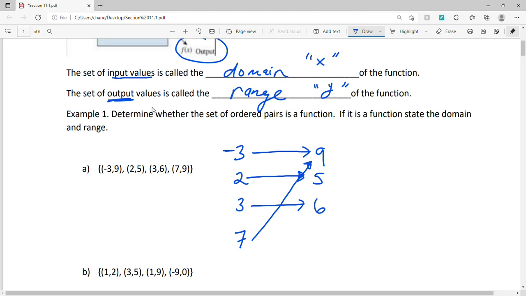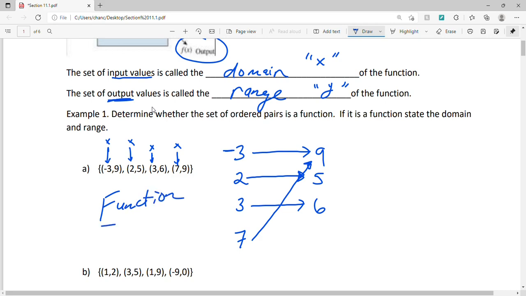Is this a function? We can look at each one of these, and each input, which is the x values, each of these x values has exactly one output. -3 goes to one number 9, 2 goes to one number 5, 3 goes to one number 6, and 7 goes to one number 9. So this is definitely a function.